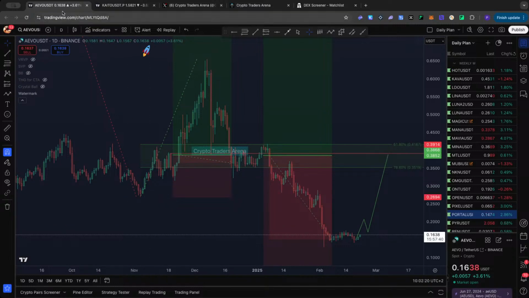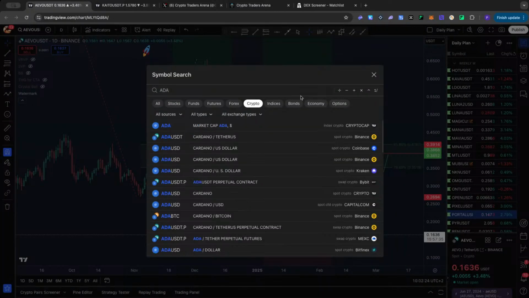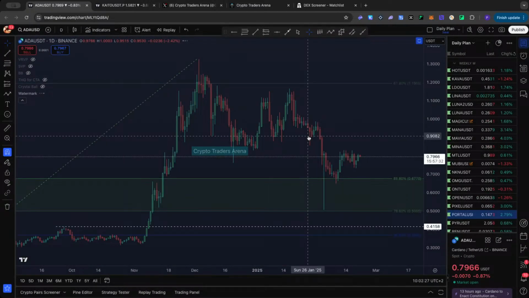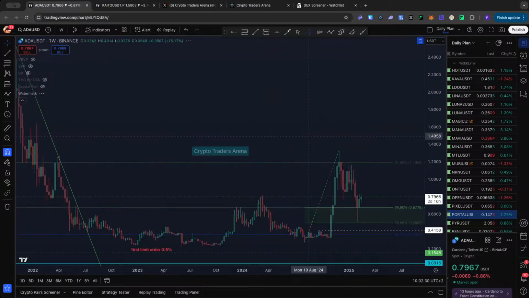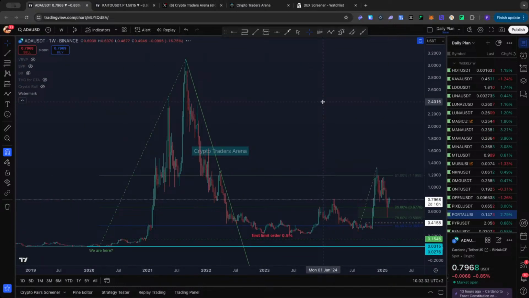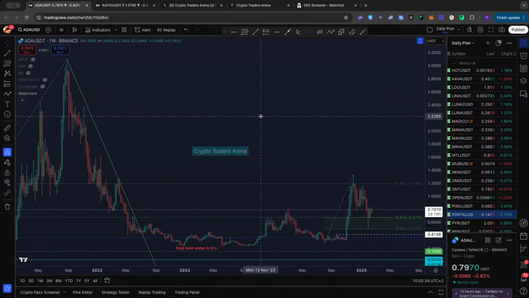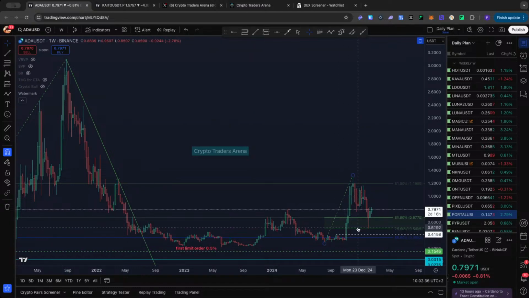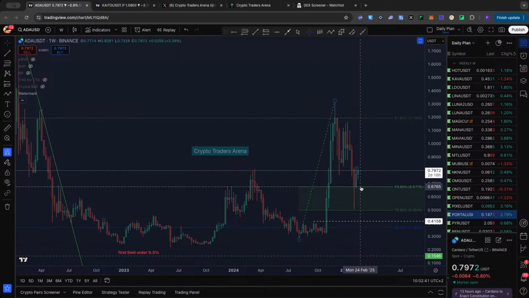ADA and DOT. Why not? I didn't look at ADA for a long time. Cardano. Let's put weekly. Well, you can see what we have here. We had a weekly retest in the long low zone, which was bouncing really nicely. It's stronger than 95% of the coins, Cardano. It's a big one. Charles is doing a really nice job promoting it.